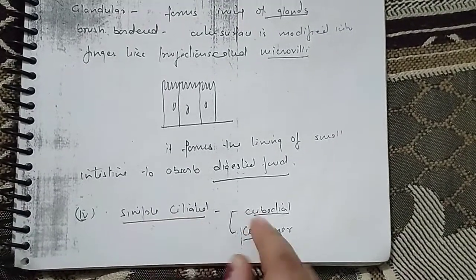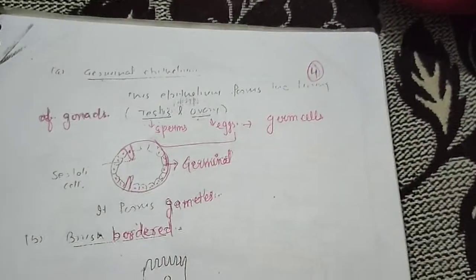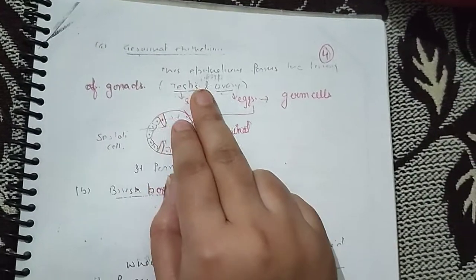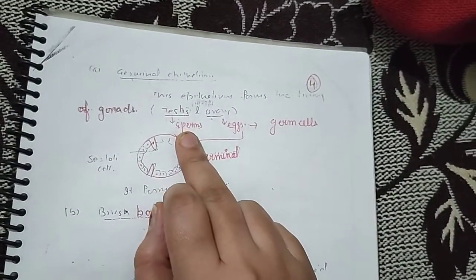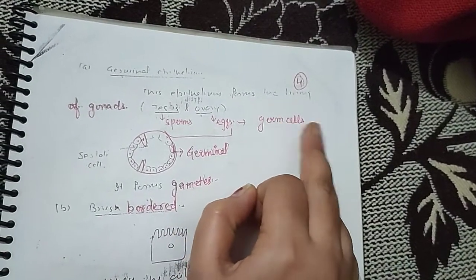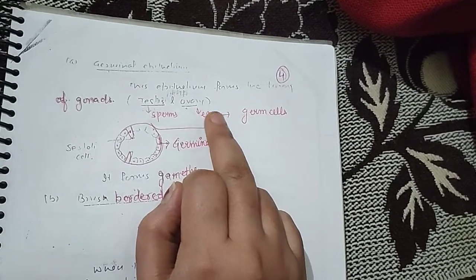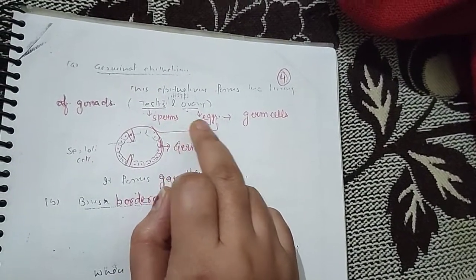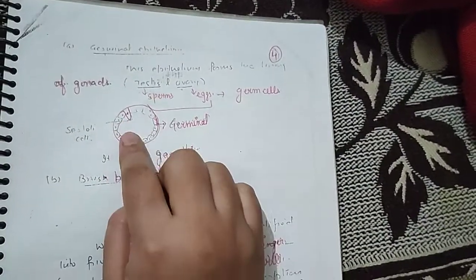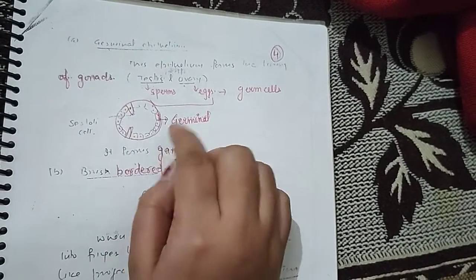Simple ciliated is again of 2 types: cuboidal, columnar. Now let's see germinal epithelium. This epithelium forms the lining of gonads, that is testis and ovary. Testis releases sperm, ovary releases eggs. These are called germ cells, and these both fuse to give rise to a big cell, that is the zygote. Here you can see how they are arranged. This is the germinal lining. It forms gametes.